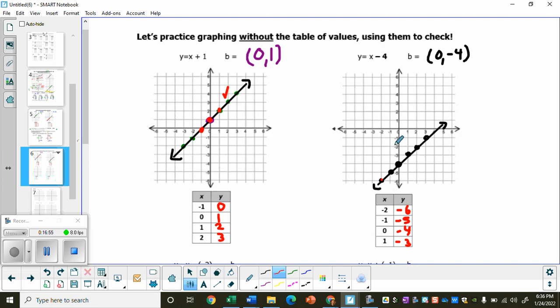That's there. If I go back 1, down 5, that's there. 0, negative 4 is here. And over 1, down 3. Look at that. All of them work out. So we have just graphed the line.